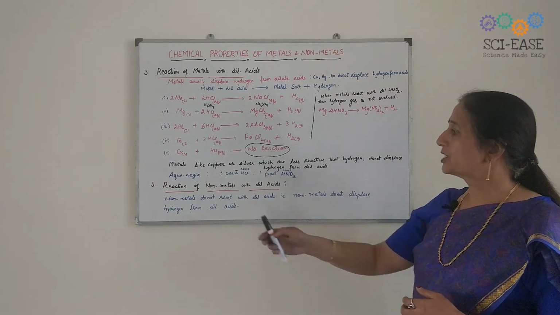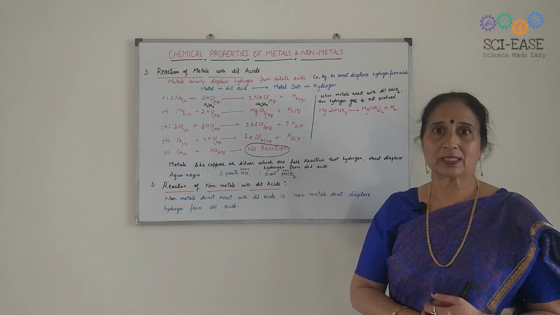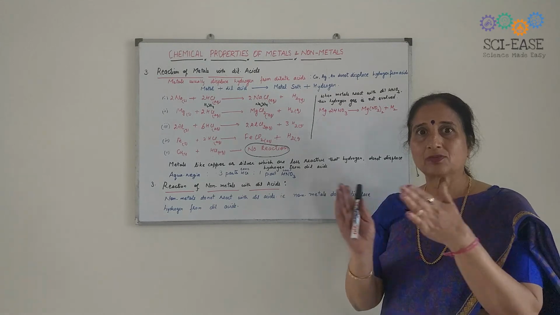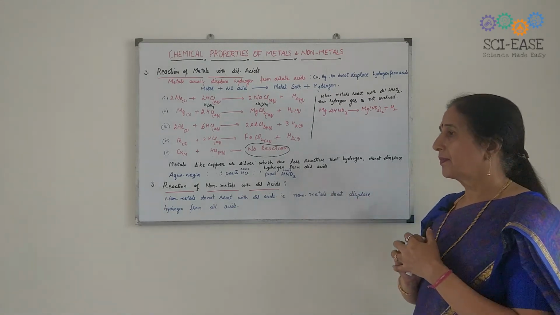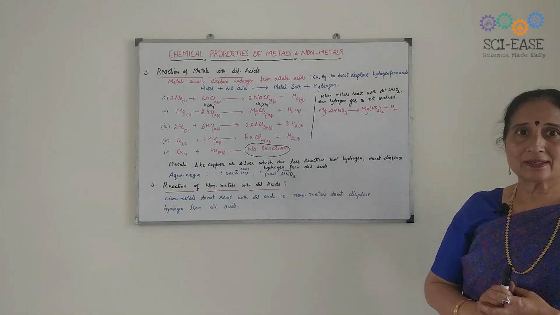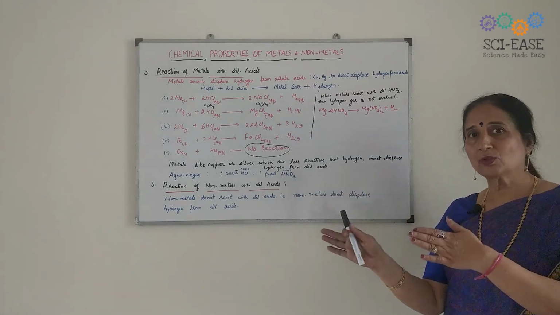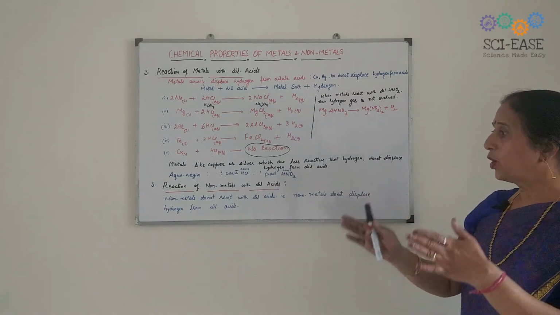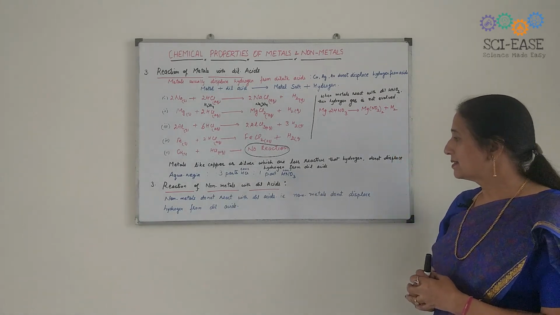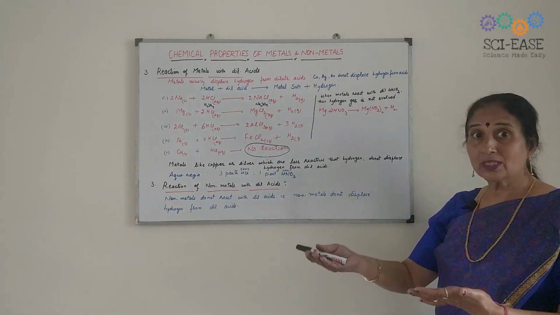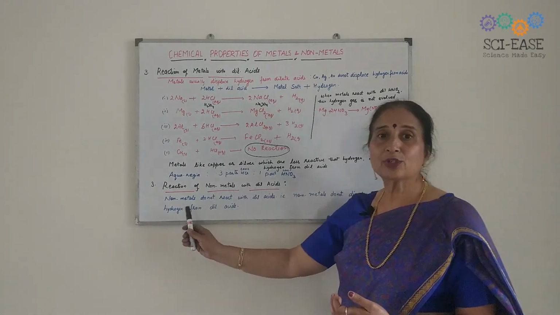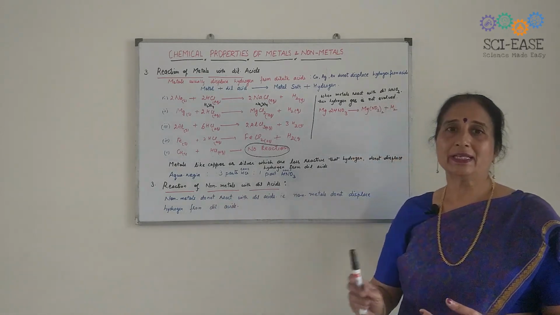Now come to the reaction of the non-metals with the dilute acids. Side by side I am comparing metals with non-metals. Non-metals do not react with dilute acids. Like they do not react with water, non-metals do not react with dilute acids. In other words, you can say that non-metals do not displace hydrogen from dilute acids.